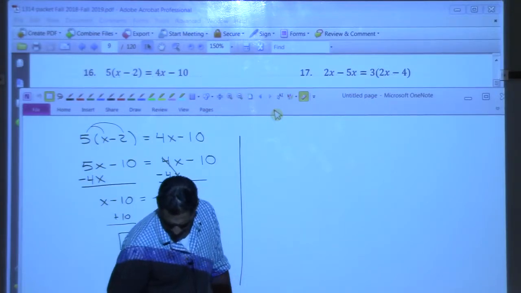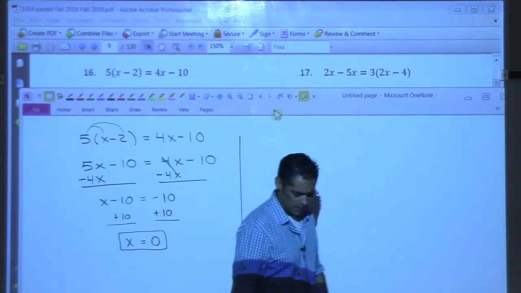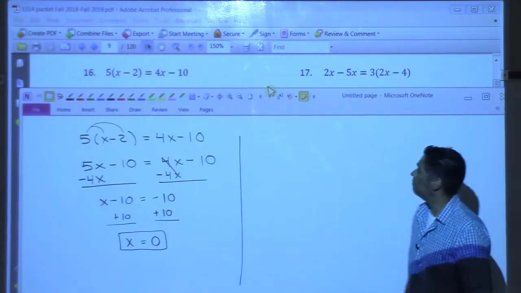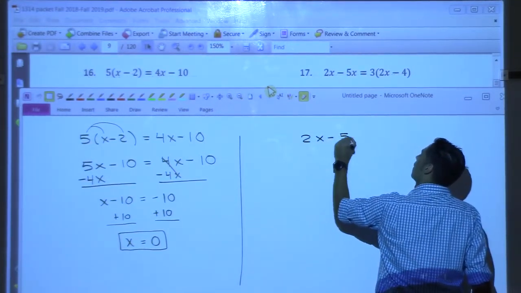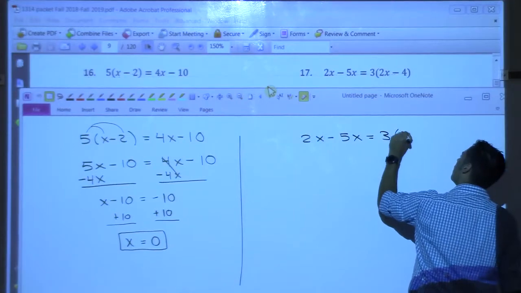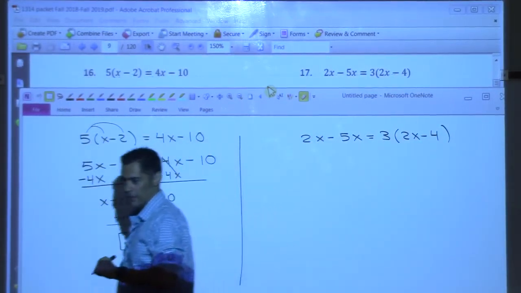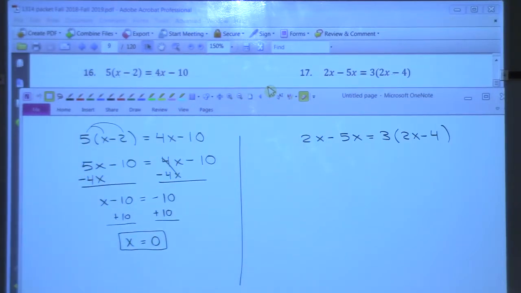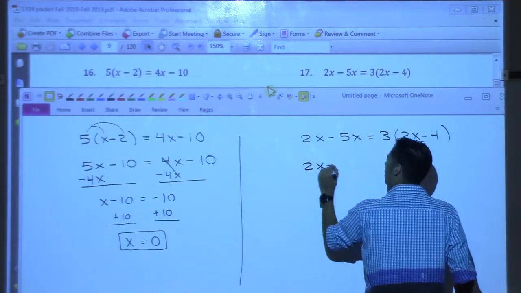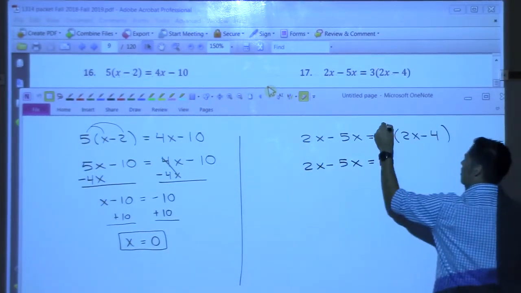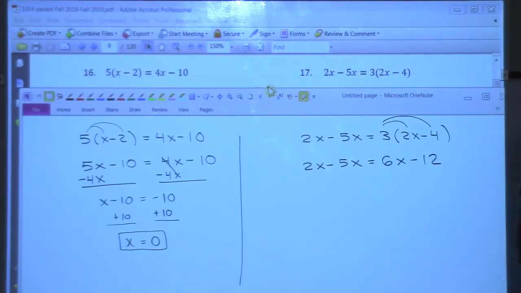Let's see. Milena? Milena, how you doing? Good? All right. Number 17. I'll write it down here. Is this a linear equation with one unknown? Yes. Okay, so what would you like to do first? Distribute the 3. All right, so I'm going to rewrite the left side. And when you distribute, what do you get? 6x minus 12. Right, everyone?